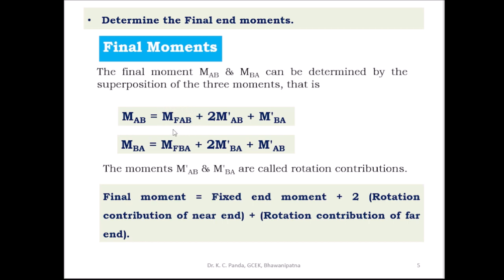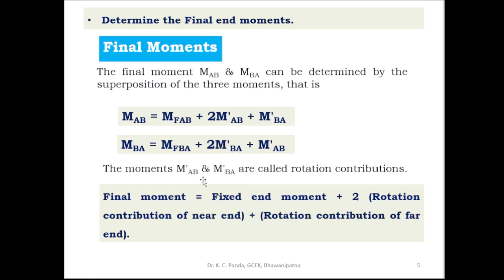moments. The first moment is the fixed end moment, then twice the near end rotation moment, plus once the far end rotation moment. So MAB is equal to MFAB plus twice M dash AB plus M dash BA. Similarly, MBA is equal to MFBA plus twice M dash BA plus M dash AB.